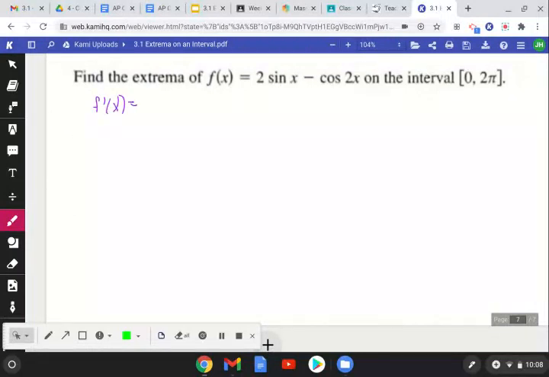F prime of x equals the derivative of sine is cosine, so we're going to have 2 cosine of x. And the derivative of cosine is negative sine, so we're going to have a negative of a negative, so plus sine 2x. And you're going to have to chain rule it because it does have a composition there. So then times 2, but I'm going to multiply that 2 into the front. So don't forget to chain rule that. All right, equal to 0.